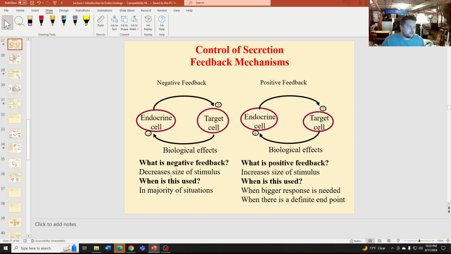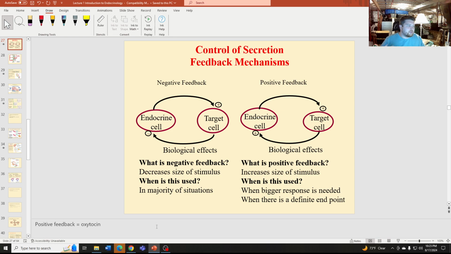So negative feedback decreases the size of the stimulus, and this is the majority. Positive feedback increases the size of the stimulus when a bigger response is needed, when there's a definite end point. Specifically, the one we talk about with positive feedback is oxytocin.